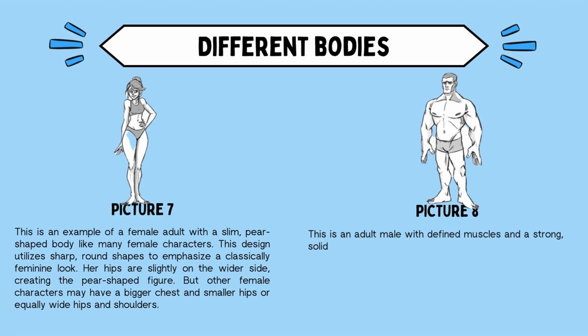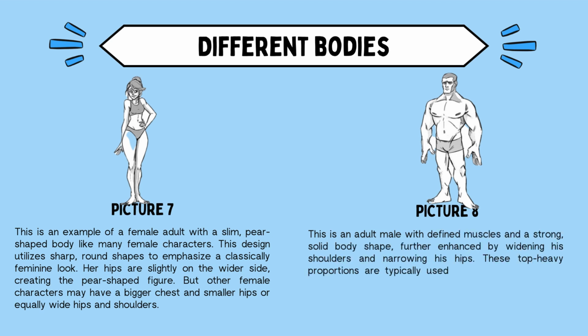This is an adult male with big muscle and a strong, solid body shape, further enhanced by widening his shoulders and narrowing his hips. These top-heavy proportions are typically used for male action heroes and superhero characters.